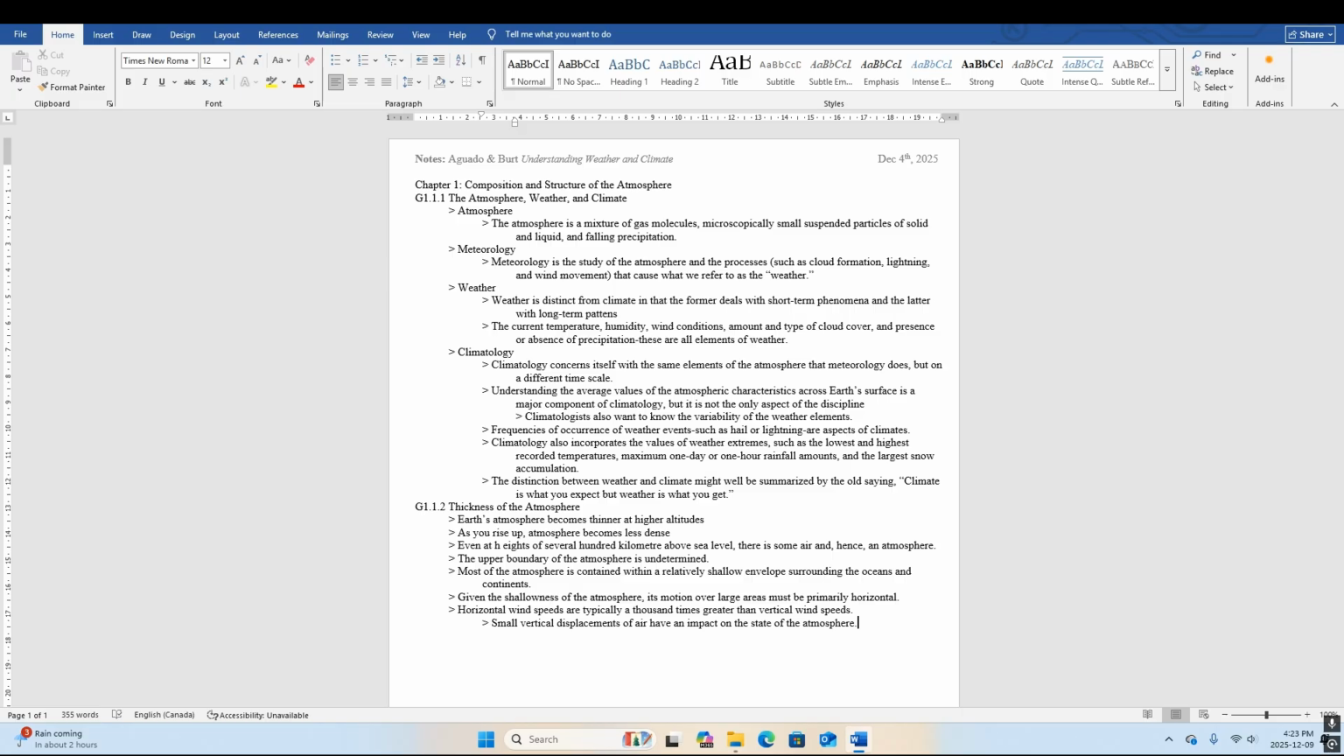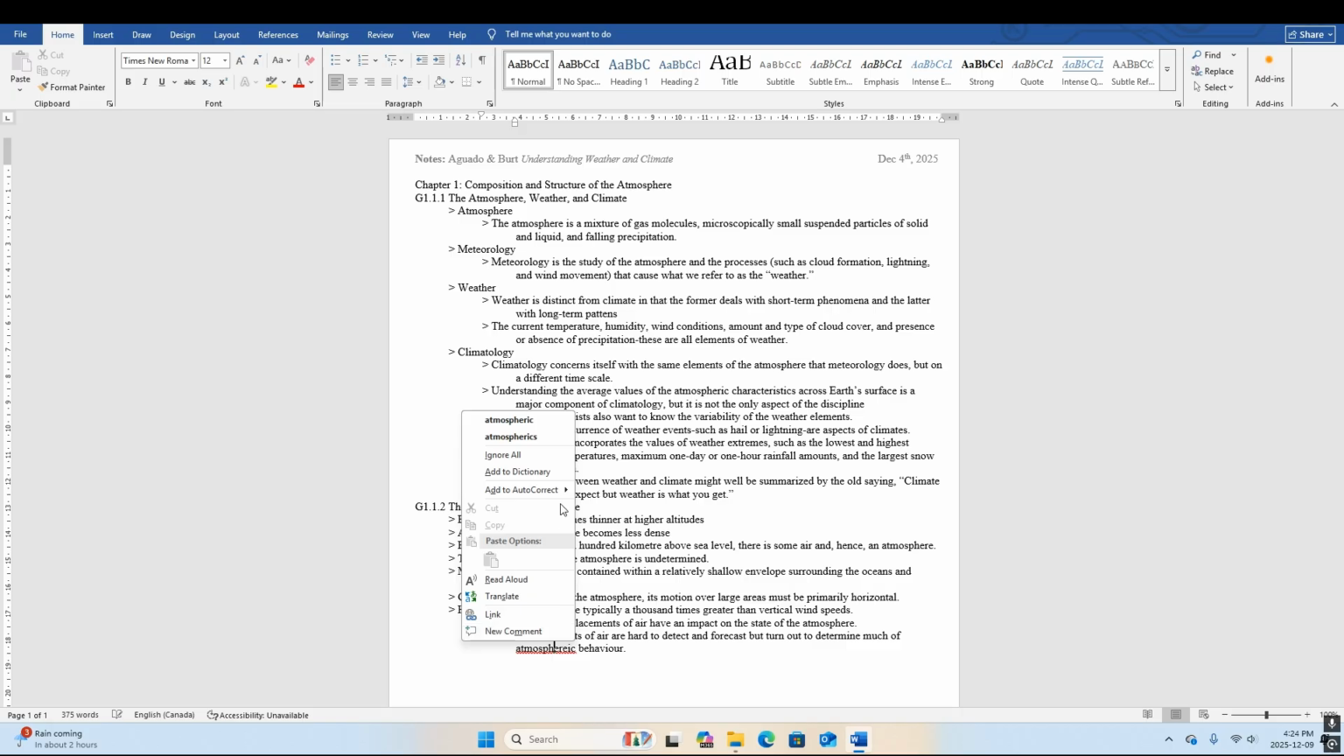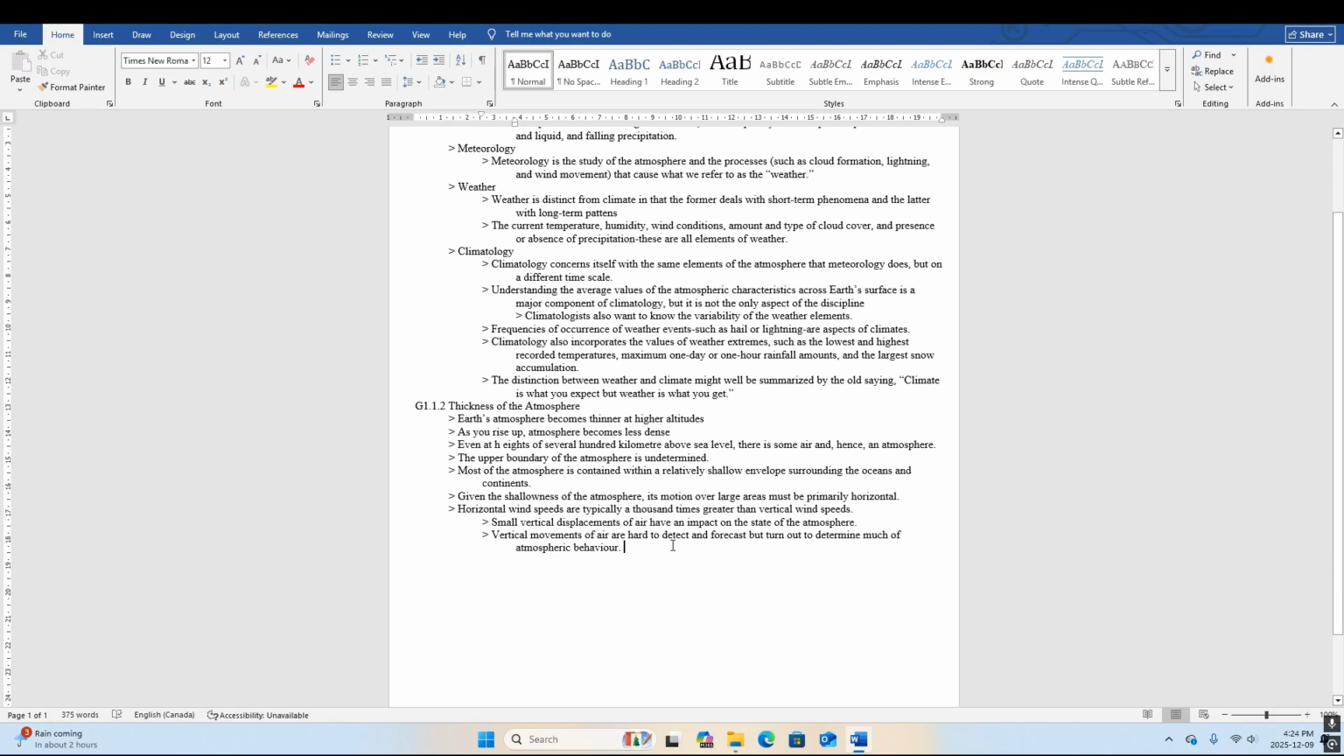So we can change that up. We don't want to really phrase it like that. Vertical movements of air are hard to detect and forecast, but turn out to determine much of atmospheric behavior. Again, I'm using the Canadian spelling of behavior there because I'm in Canada. So that's another section done.